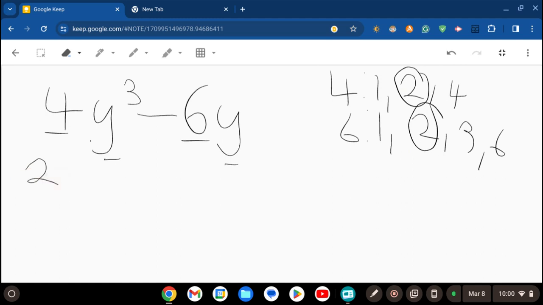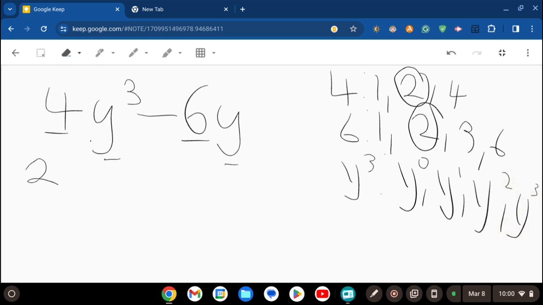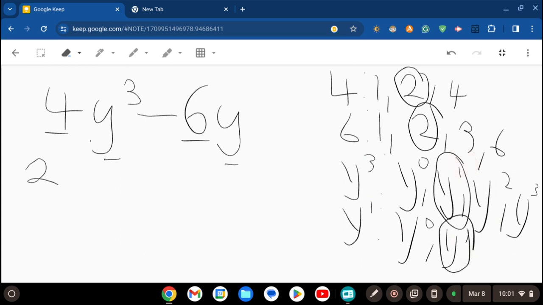Now we need to find the HCF between y cubed and y, right? Let's first list the factors of y cubed. These are y to the 0, y to the first, y to the second, y to the third. And now let's list the factors of y, or y to the first. So you have y to the 0 and y to the first. Hence, the HCF between both of them would be y. So we also factor out a y.